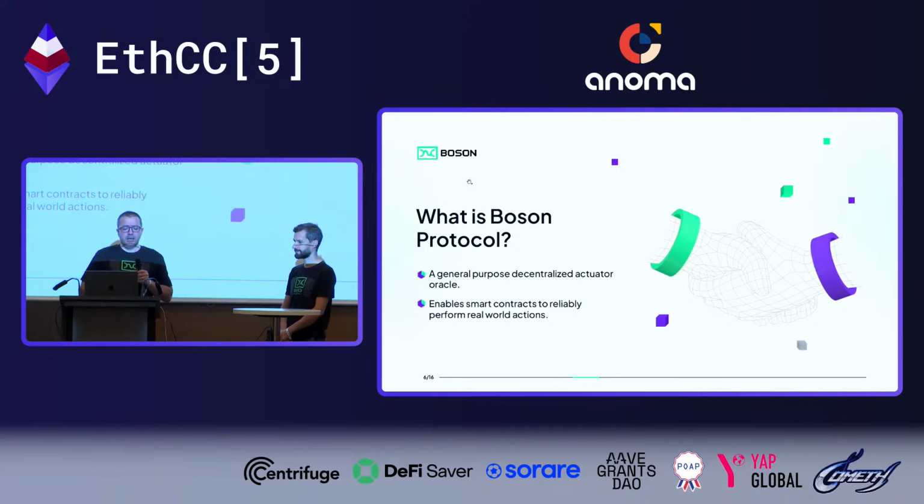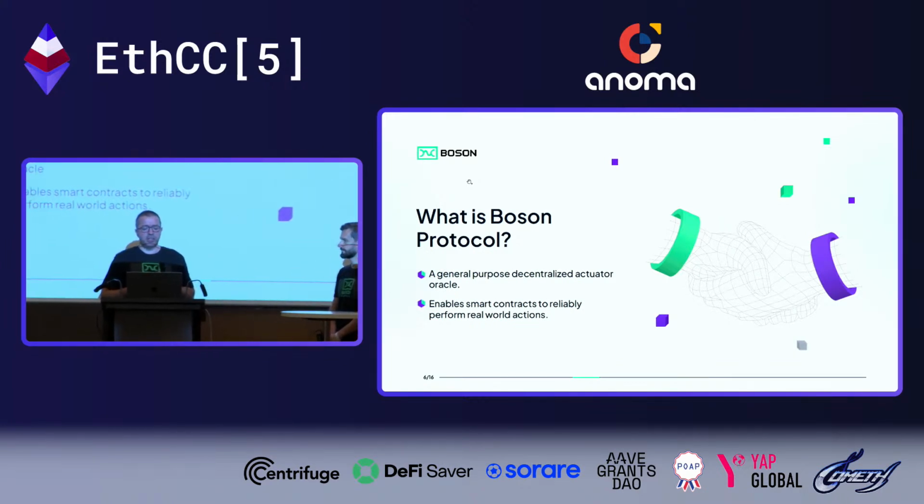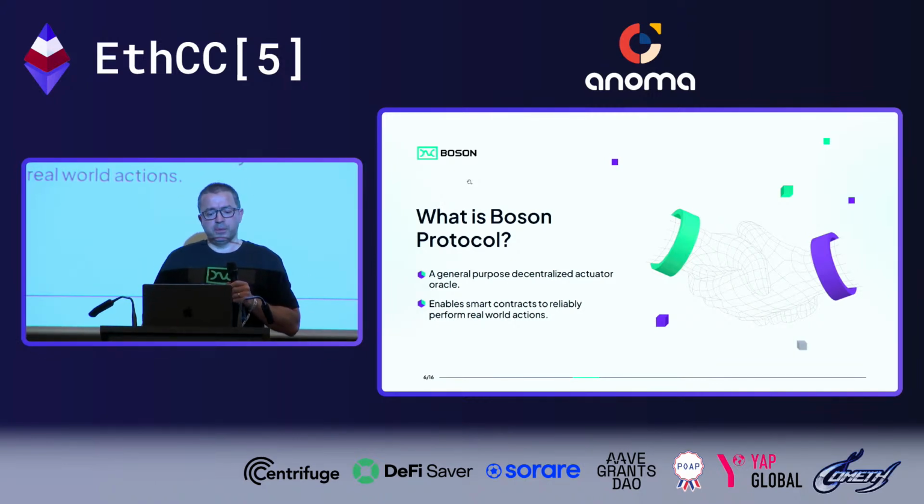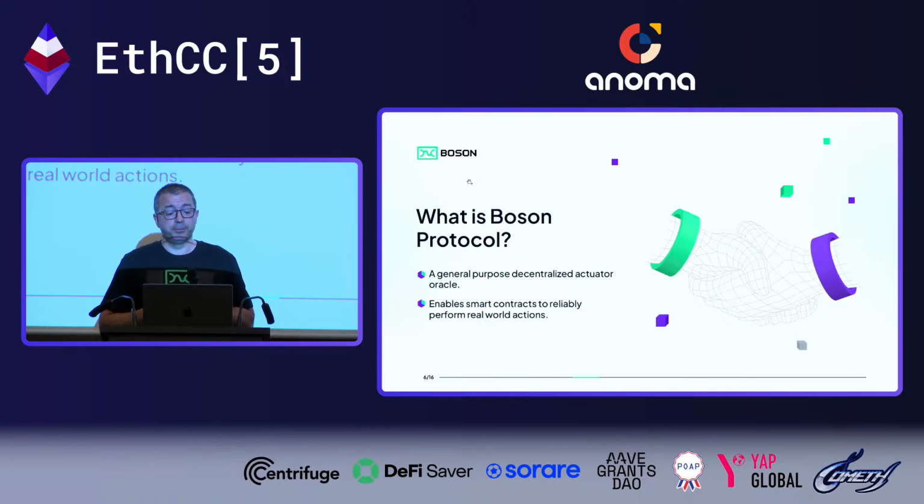And so, in its most general sense, this is what Boson Protocol is. We describe this as a general purpose, decentralized actuator oracle. So we're talking about this very generic property of being able to reliably execute real-world actions. Boson Protocol, at its core, is unopinionated as to what those actions should be, but is a general purpose mechanism for enabling smart contracts to affect the real world in a reliable way.